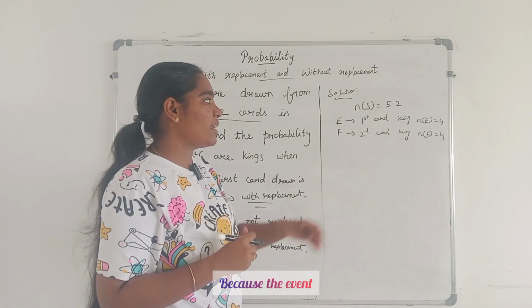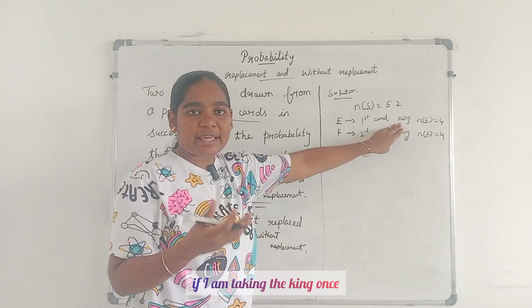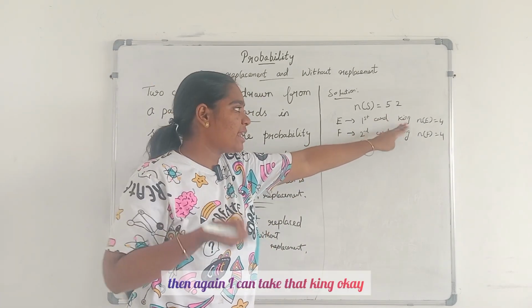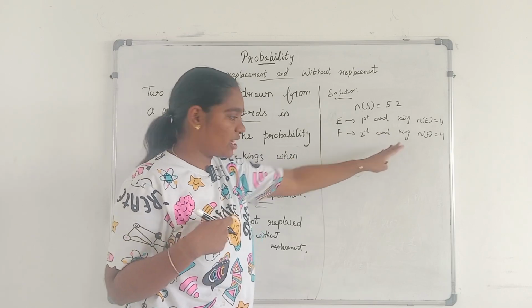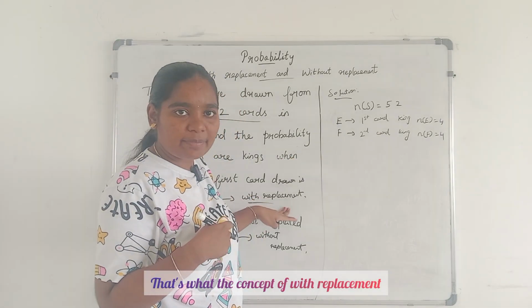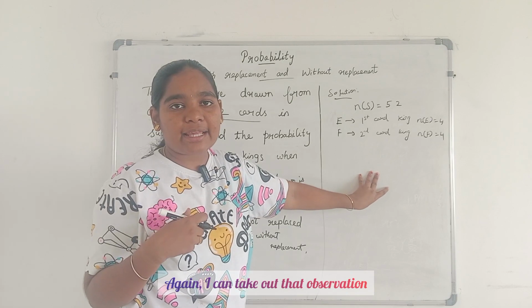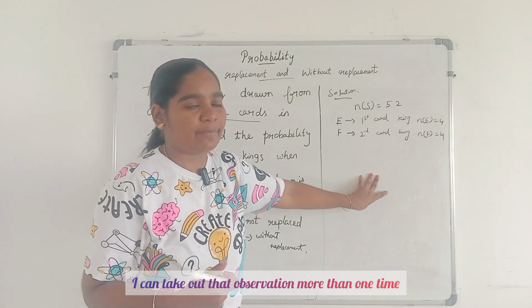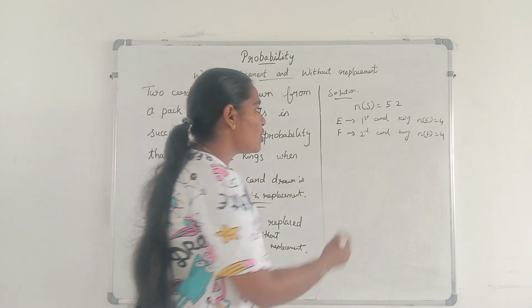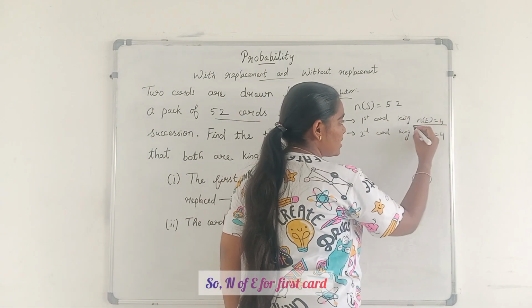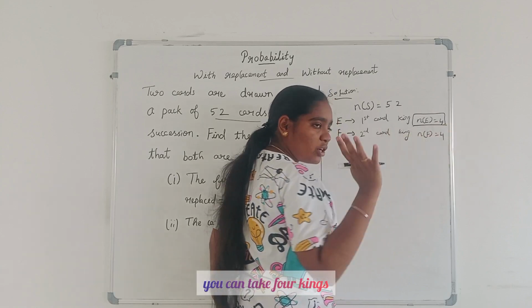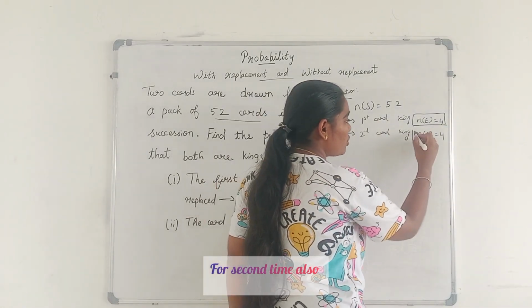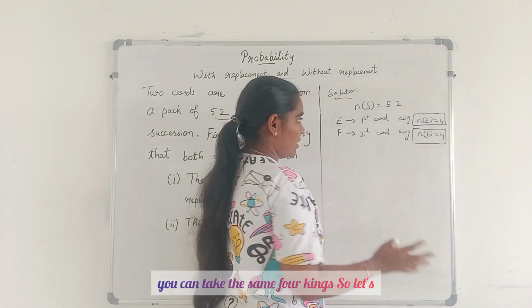Because if I take a king once, then again I can take that king. That's the concept of with replacement. Again, I can take out that observation; I can take out that observation more than one time. That's the concept here. So for the first card, you can take 4 kings. For the second time also, you can take the same 4 kings.